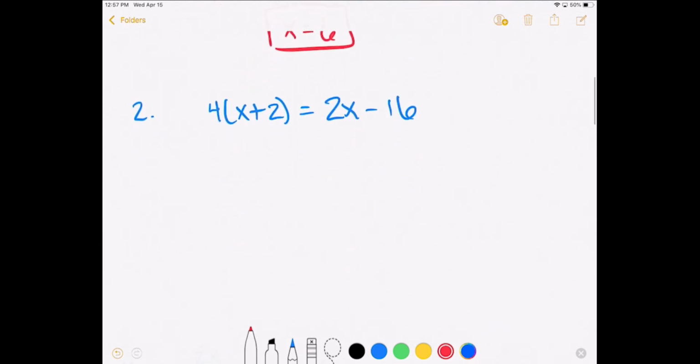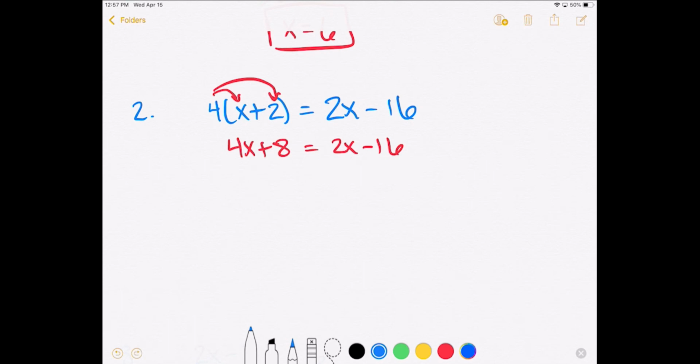The next one actually has parentheses, so that's where I'm going to start. I got to distribute. So I get 4x plus 8 equals 2x minus 16. Now, I don't have like terms. These two things cannot be combined. One has an x, one of them doesn't. Same over here. I cannot combine these two things. Okay? So, no like terms.